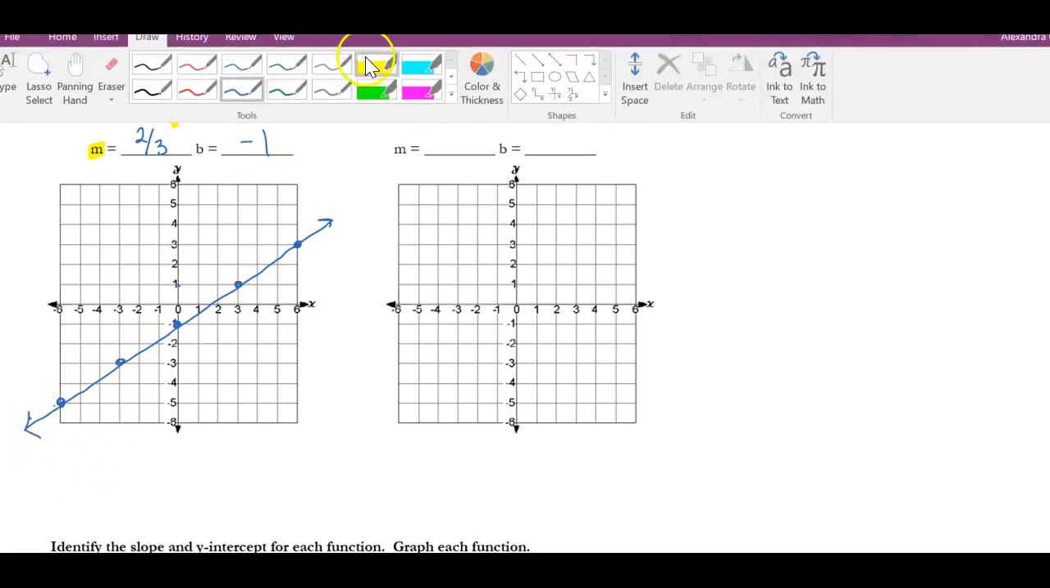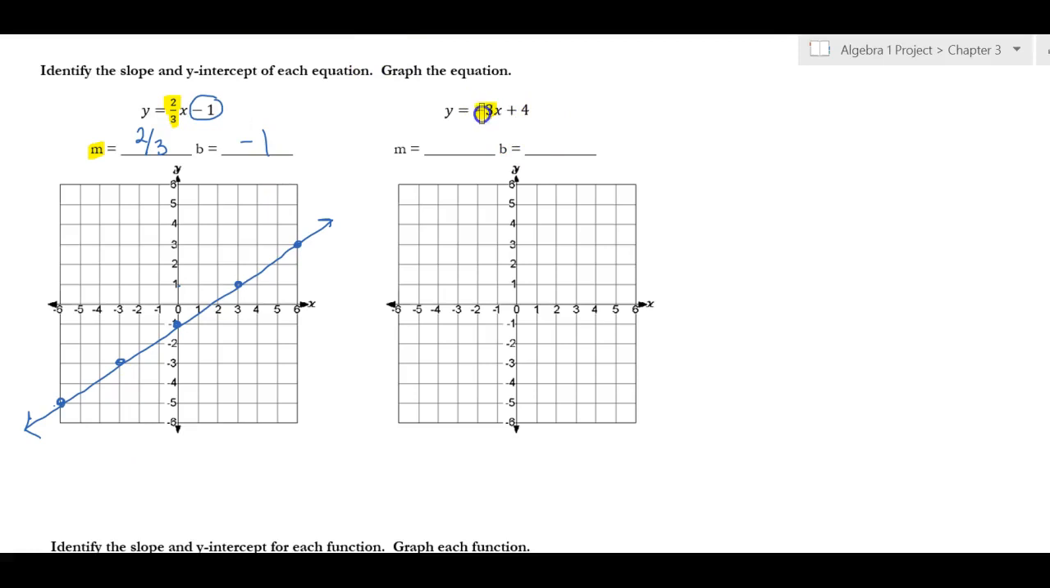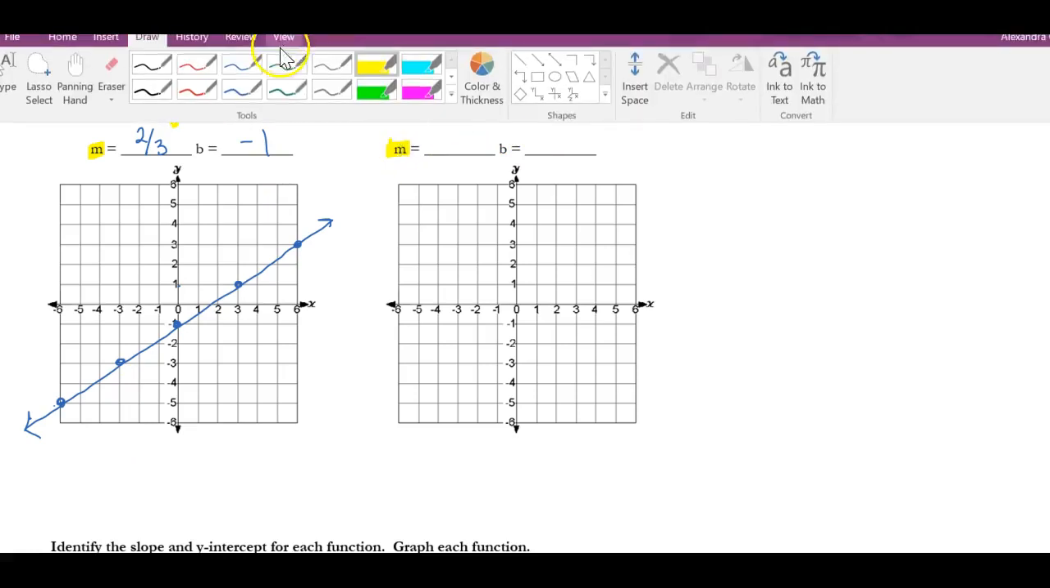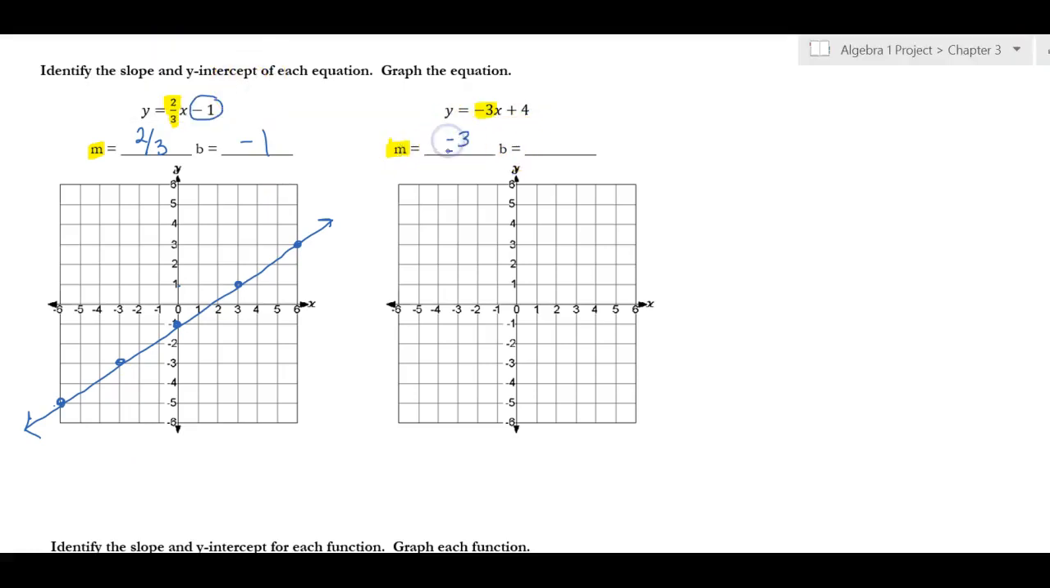Okay, next one. Again, you start off by finding your variables. M is -3. And if I write that as a fraction, it's -3 over 1. And my b value is this number on the outside, which is a +4. So we start with b, the beginning, so I go up 4. And now I'm going to go down 3 over 1. So down 1, 2, 3 over 1. Make sure you go to the right one. It's a +1, so I have to go to the right one. 1, 2, 3 over 1.